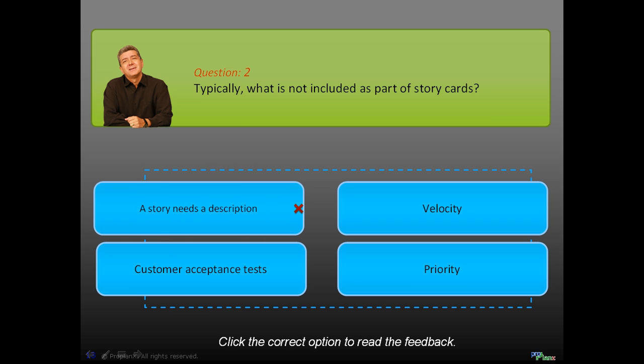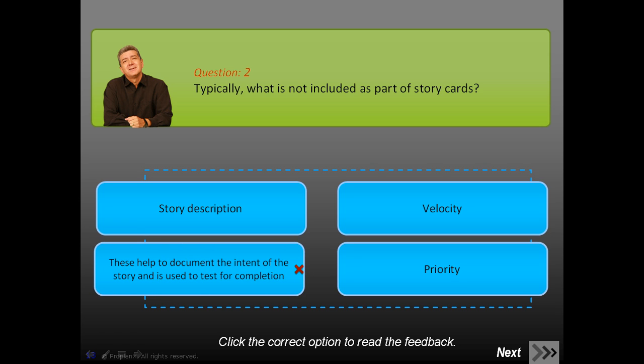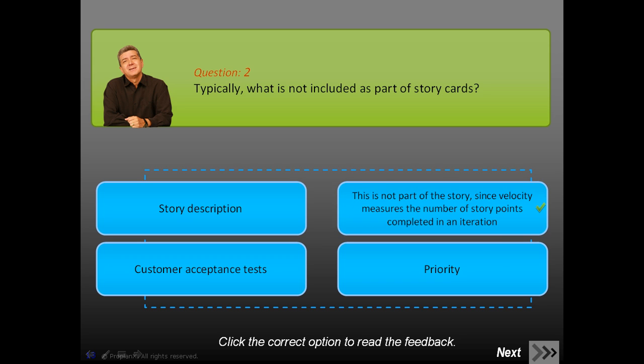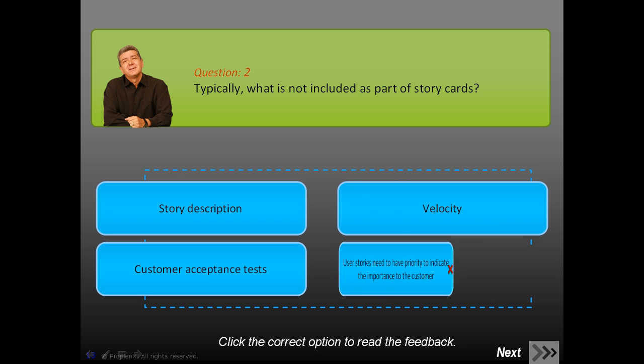Story description. A story needs a description. Customer acceptance tests. These help to document the intent of the story and are used to test for completion. Velocity. This is not part of the story since velocity measures the number of story points completed in an iteration. Priority. User stories need to have priority to indicate the importance to the customer.